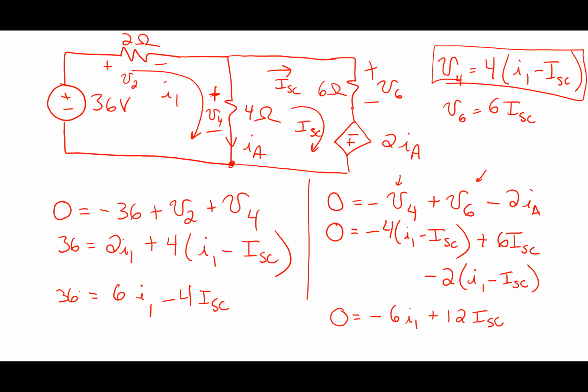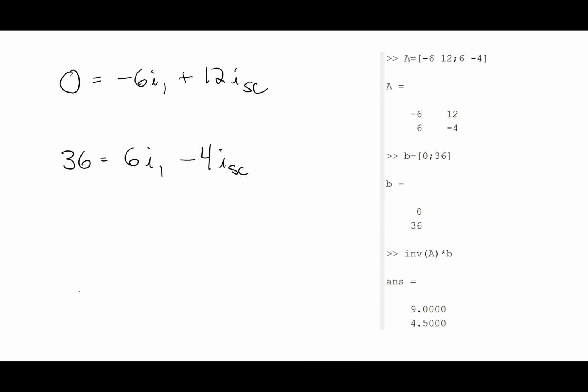Okay. What would I do? I would put this into matrix form. And there it is right there, right? So 0 equals -6i1 plus 12isc. That's one of the equations. And the other one is 36 equals 6i1 minus 4isc. Okay. So what I do is I set this up in matrix form, and I basically do it like this. So hopefully most of you guys have seen matrices in your algebra.